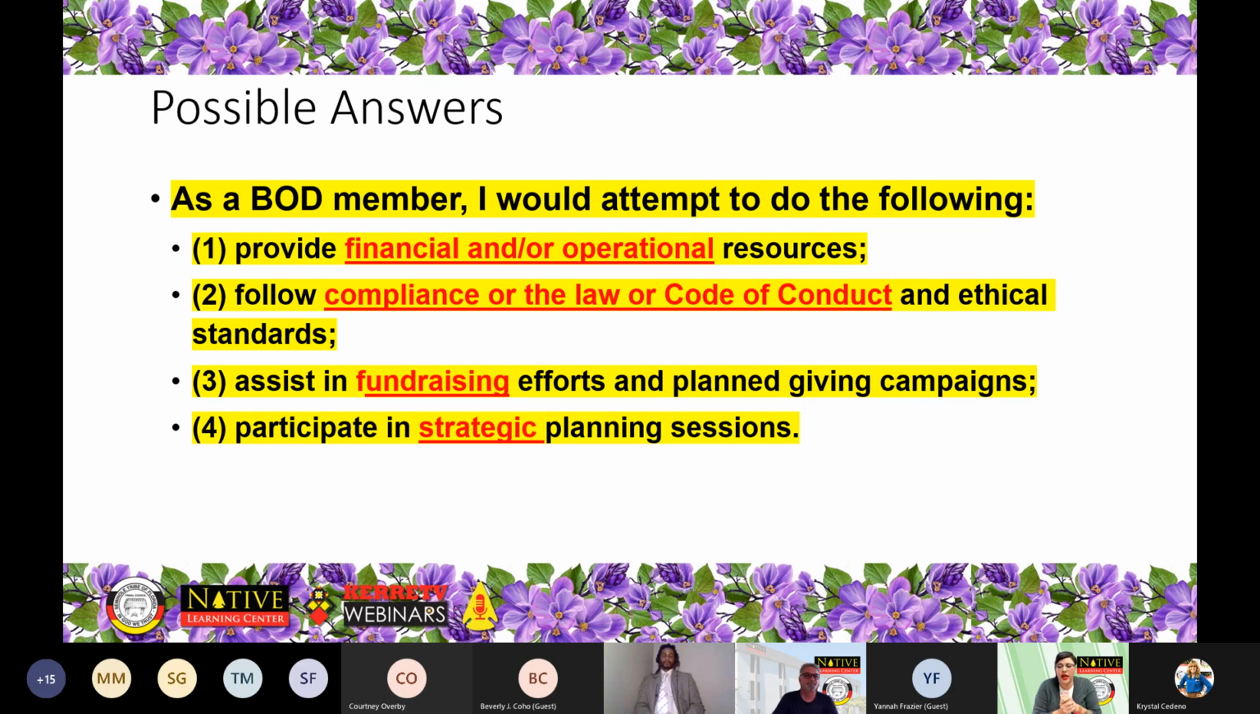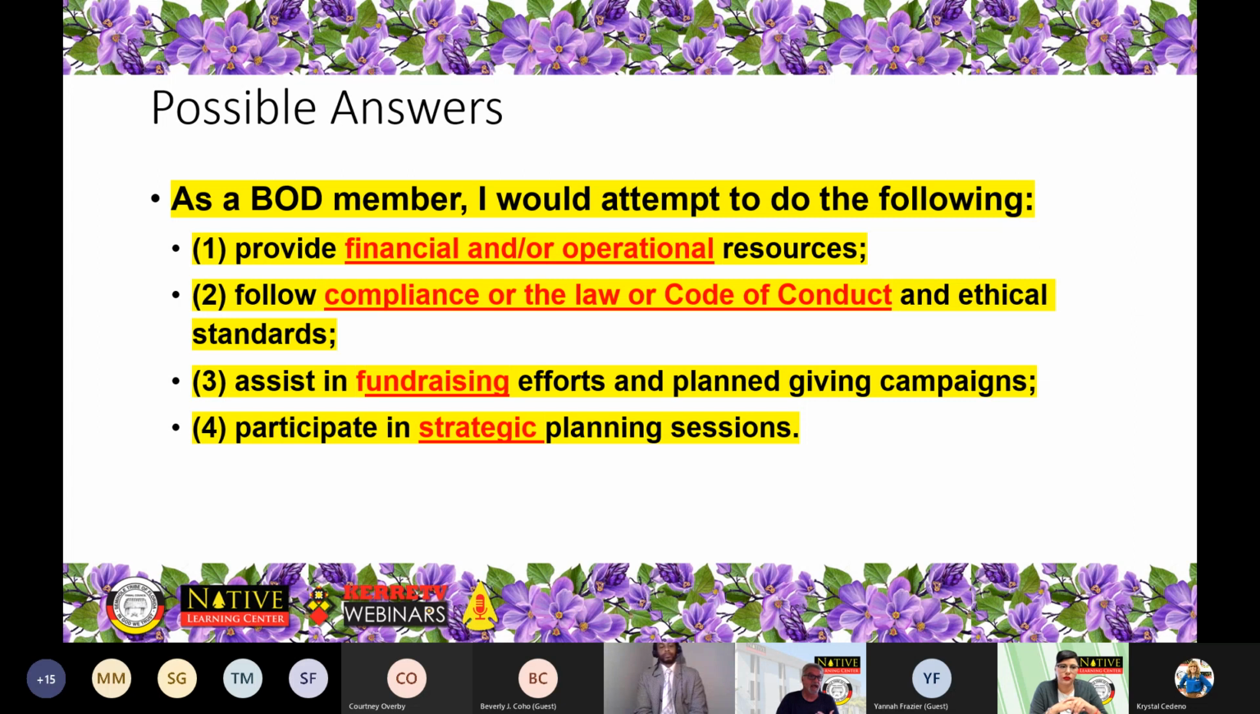In the last couple of minutes that we have, Vince, before we go on break at 2:30, do you want to explain a little bit about the logic of your possible answers for 1, 2, 3, and 4? Yeah, what you see on the screen are just a couple of words that I put in there. Some of the answers in the chat box go beyond even what I put in red there. Providing financial and or operational resources. There are other things. Someone mentioned grant opportunities.